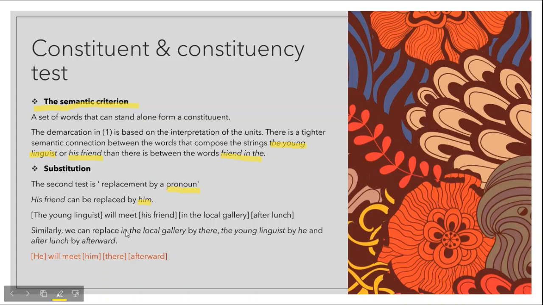Similarly, we can replace in the local gallery by there, the young linguist by he, and after lunch by afterward. والجملة اللي غادي نحصلوا عليها هي he will meet him there afterward. Okay, so إلا جاتنا هذه جملة صحيحة ça veut dire أن each element اللي بدلناه بالpronoun is actually a constituent. Okay, so هذه constituent هذه وهذه كاع constituents.